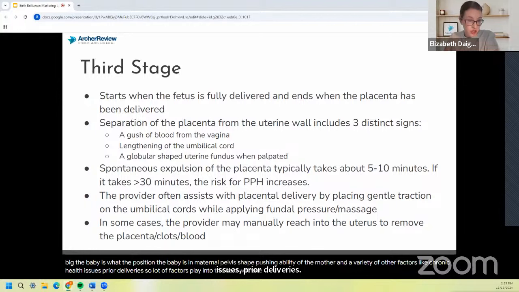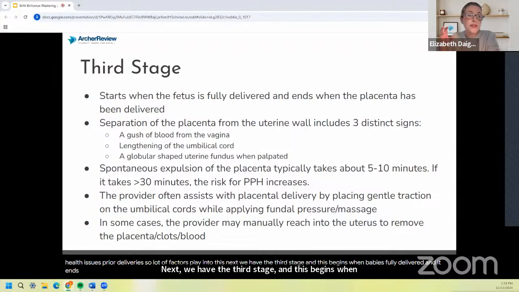Next, we have the third stage, and this begins when baby's fully delivered, and it ends when the placenta has been delivered. So really, the third stage is all about delivering that placenta.